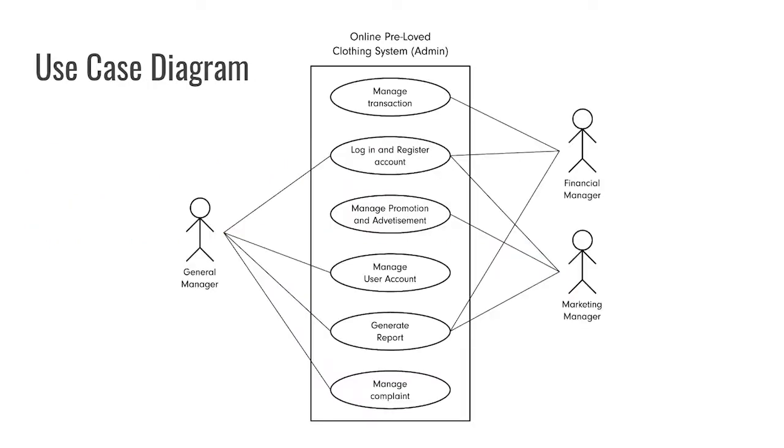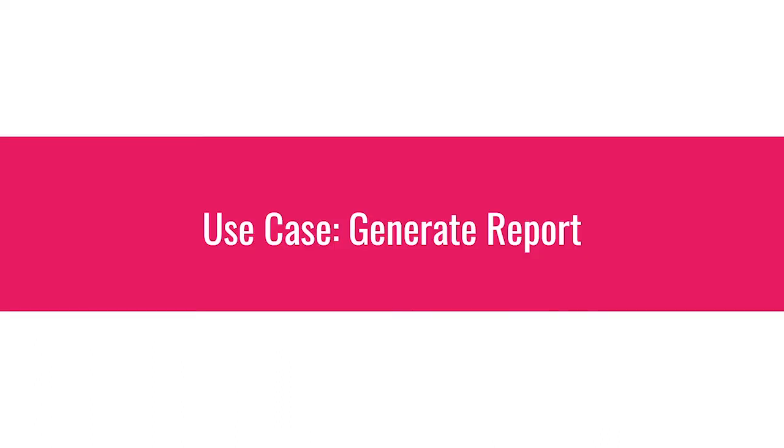So this is our use case diagram, which has general manager, financial manager and marketing manager. For our use case, we have the financial manager to manage transaction, login and register account, and next for the general manager and the marketing manager to log in to manage promotion and advertisement, manage user account, generate report and manage complaint. Now moving on to the first use case, which is generate report.